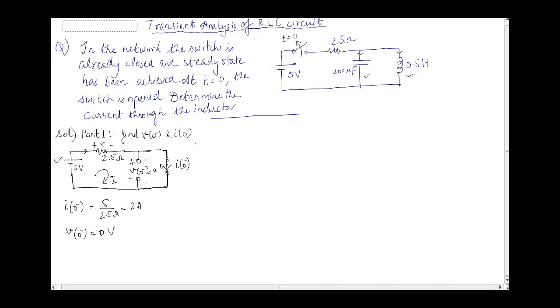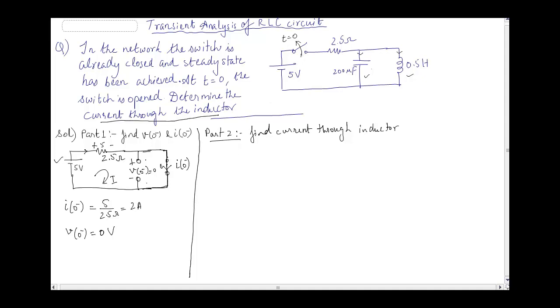So part 1 is over. We have found the current and the voltage values. Next, let us see part 2. For part 2, we need to redraw the circuit. What do we need to find? The current through the inductor. Okay, so now we have to redraw the circuit.